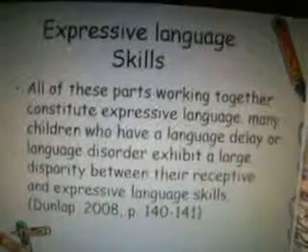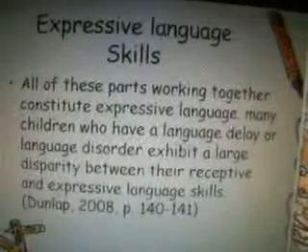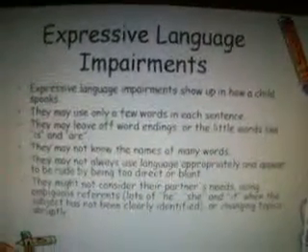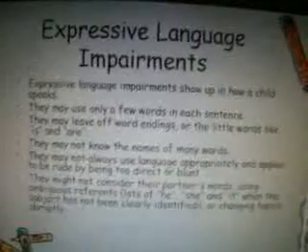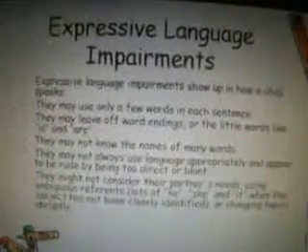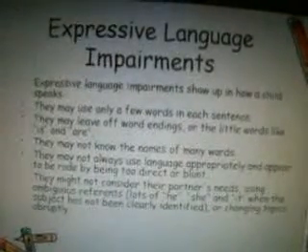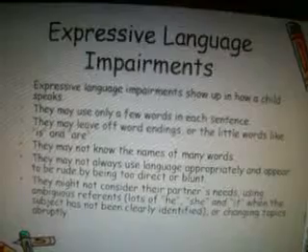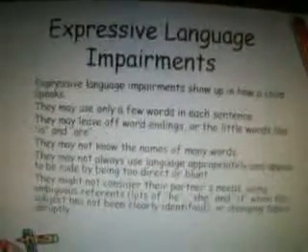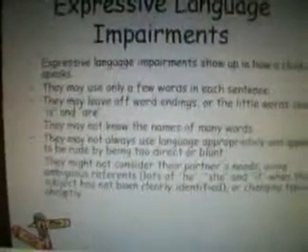Many children who have a language delay or a language disorder exhibit a large disparity between their receptive and expressive language skills. Expressive language impairments show up in how a child speaks. They may use only a few words in each sentence. They may leave off word endings or little words like is and are. They may not know the names of many words. They may not always use language appropriately and appear to be rude by being too direct or blunt. They may not consider their partner's needs, using ambiguous reference, lots of he and she and it. The subject has not been clearly identified, or changing topics abruptly.